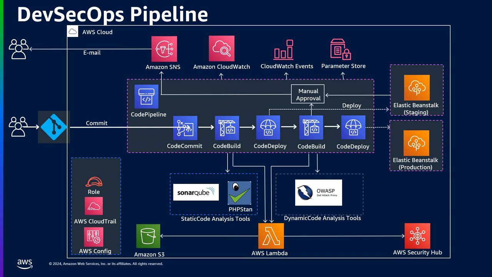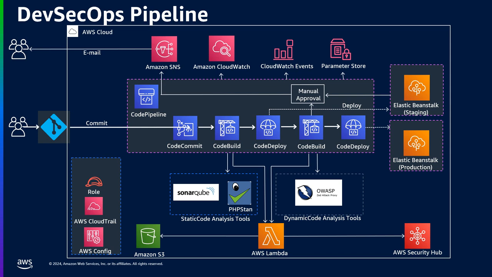For the purposes of this architecture, we are deploying a web application to AWS Elastic Beanstalk in two environments, that is staging and production. Elastic Beanstalk is a managed service for deploying and managing applications in AWS. And the process for this deployment goes as given below. So here's how the process works.